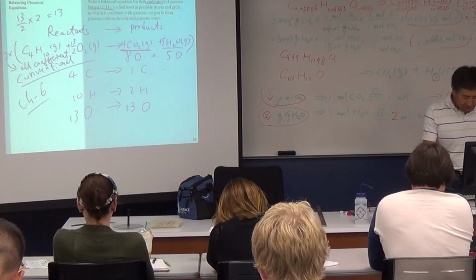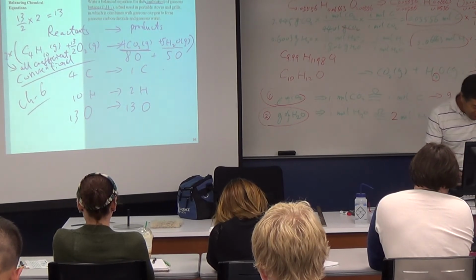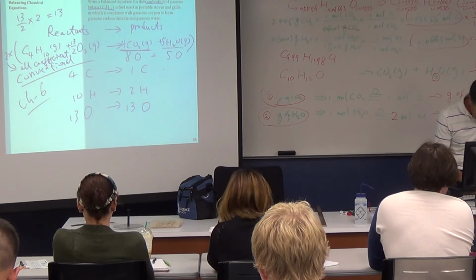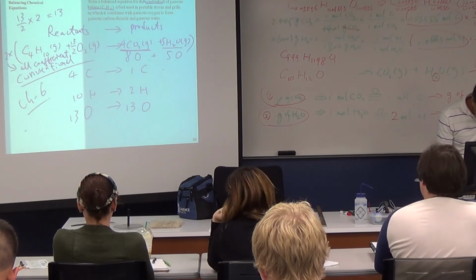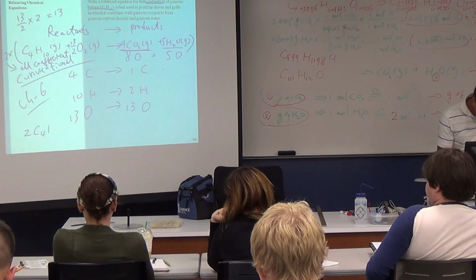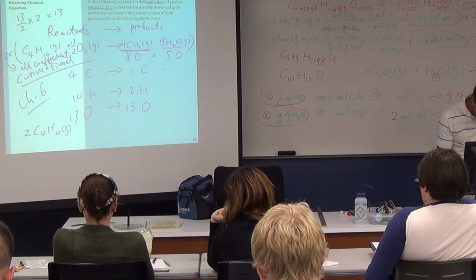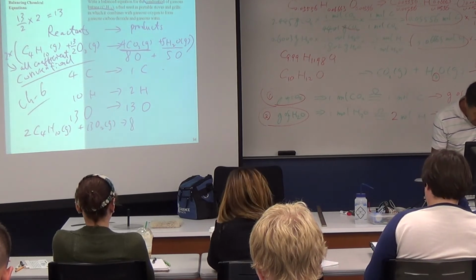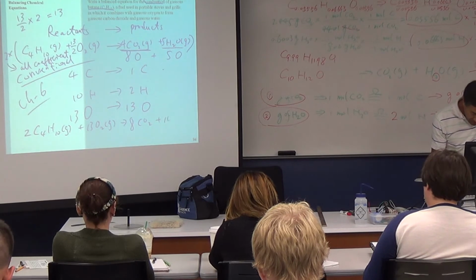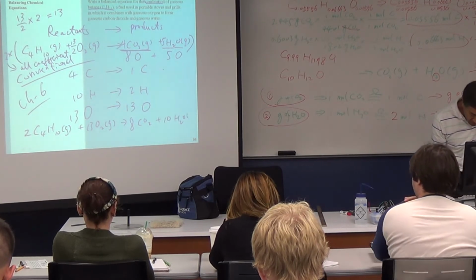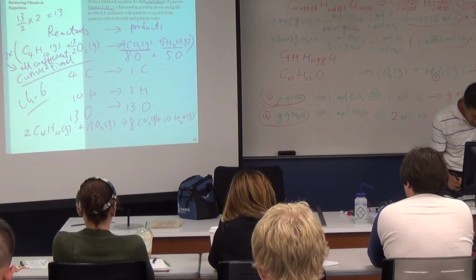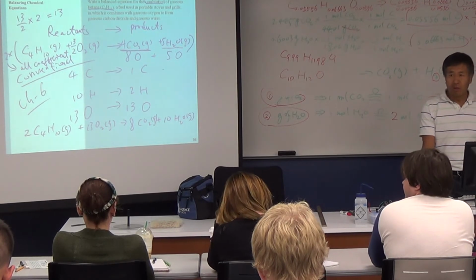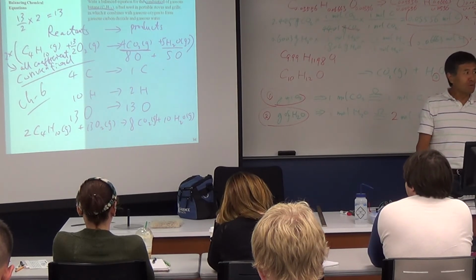Alright, I think that's it. So what that means is, let me write that at the bottom: 2 C4H10 gas plus 13 O2 gas, and then we'll produce 8 CO2, and then 10 H2O, but I forget the state. Does that make sense?